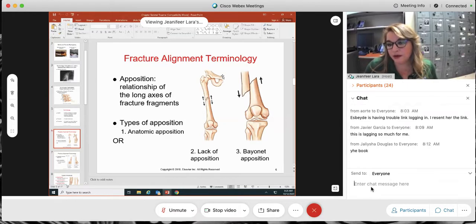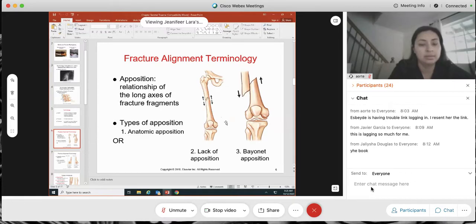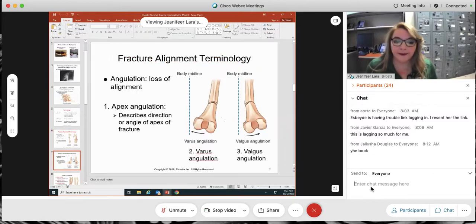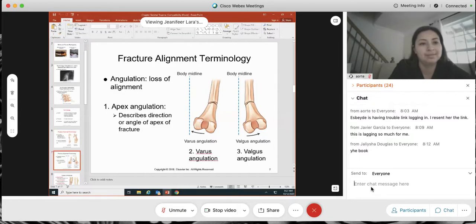Yes? Good. If this leg or this distal end of the fracture was to go away from this direction, what kind of angulation is that called? Valgus. The valgus. Very good. If it were to go towards the mid-sagittal plane or the median plane, it would be called varus angulation. That's the difference.